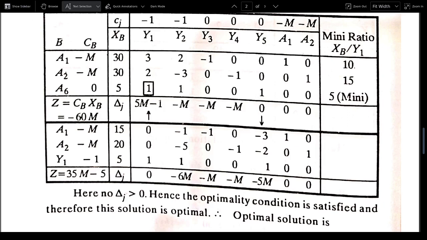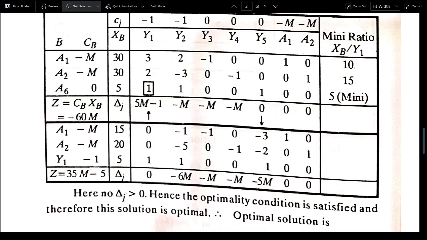And the optimal solution is what? X1, X2. So X1 is 5, right? Here you see X1 means corresponding to Y1. So X1 is 5, then X2 is absent, 0, X3 is absent, 0, X4 is 0, X5 is 0, and X6 indicates A1, so the value is 15, and X7 indicates A2, the value is 20, right?